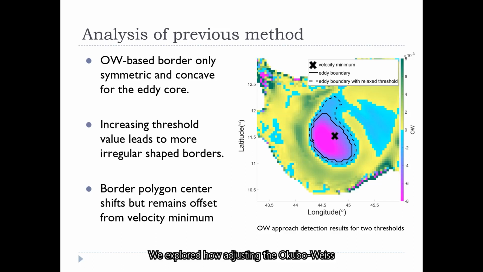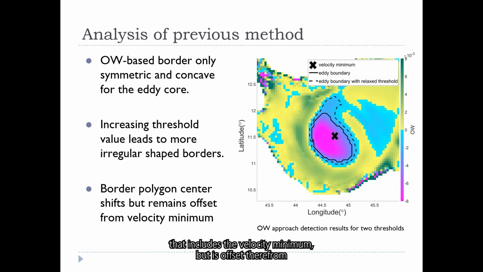We explored how adjusting the Okubo-Weiss threshold impacted the extracted boundary. Here we show two thresholds. The lower Okubo-Weiss value extracts a core region that includes the velocity minimum but is offset therefrom. Relaxing the threshold extracts a broader region but is still offset from the velocity minimum and has an irregular shape.